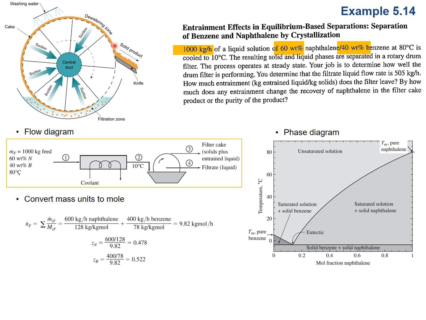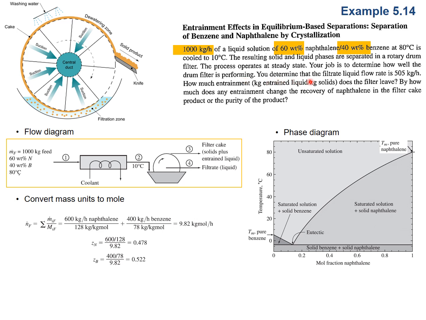So we have two units. The first unit is the equilibrium based separator, and the second unit is the mechanical separator. Entrainment happens on this second unit, the mechanical separator or rotary drum filter. So that is the situation. The process operates at a steady state, and your job is to determine how well the drum filter is performing. I'm talking about the entrainment.